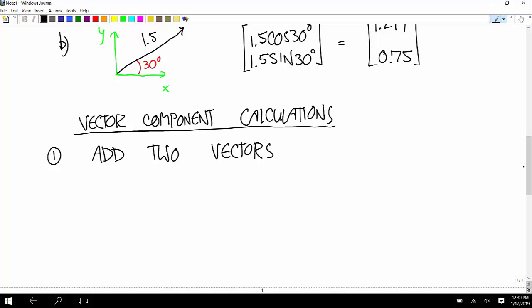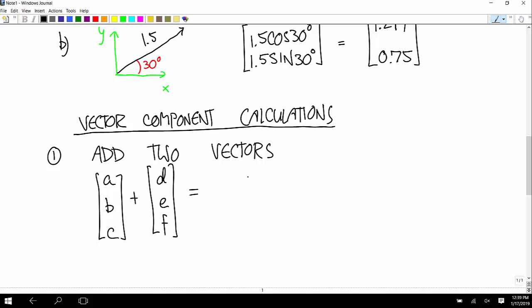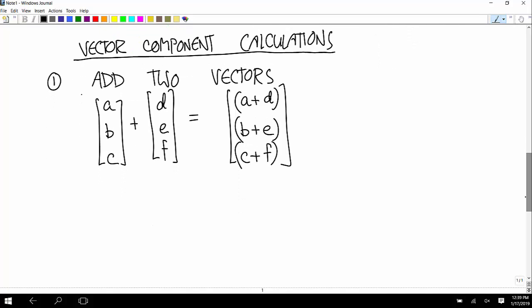But so adding two vectors. Let's say that you have a vector A, B, C, and you're adding it to a vector D, E, F. The sum of those two vectors is an x component of A plus D, a y component of B plus E, and a z component of C plus F. And I think every TI calculator will do that calculation for you.